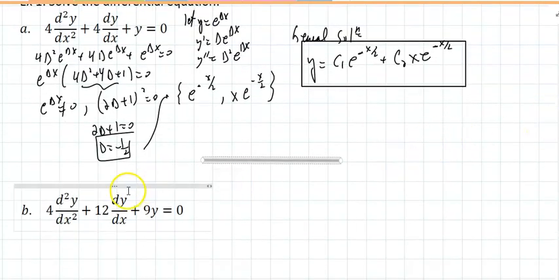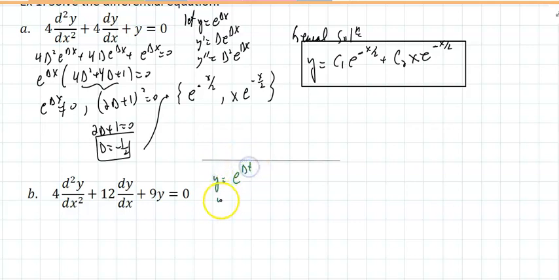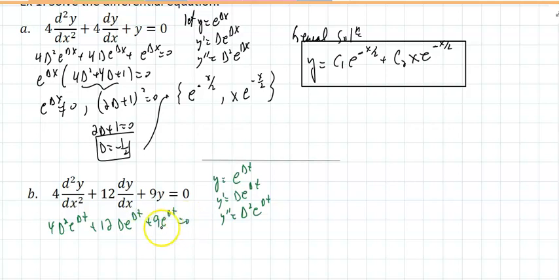And here's another problem. Same deal. This is a second order linear differential equation with constant coefficients. We let y equal e to the dt. Y prime is d e to the dt, and y double prime is d squared e to the dt. So 4d squared e to the dt plus 12d e to the dt plus 9 e to the dt equals 0. If I factor e to the dt out, I'll have 4d squared plus 12d plus 9 equaling 0.